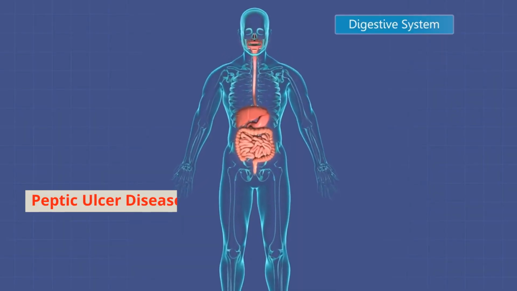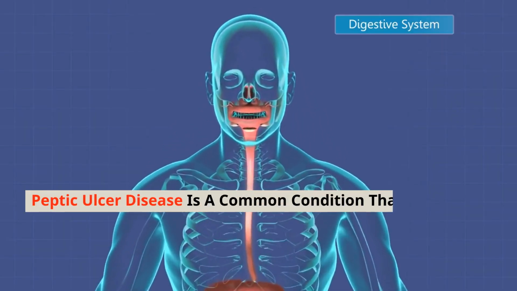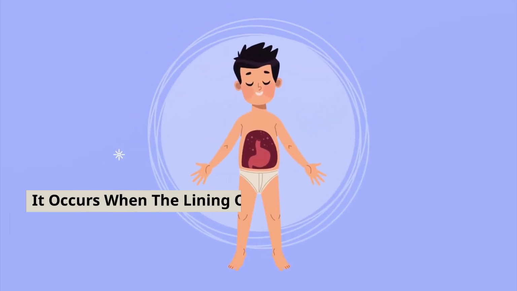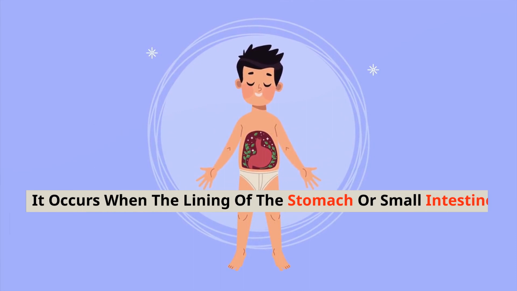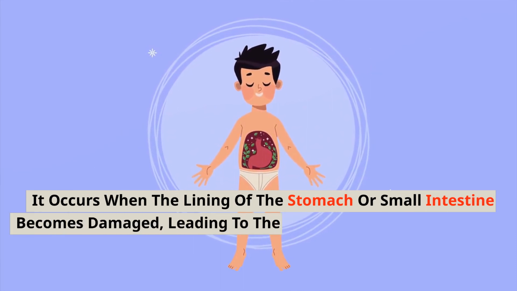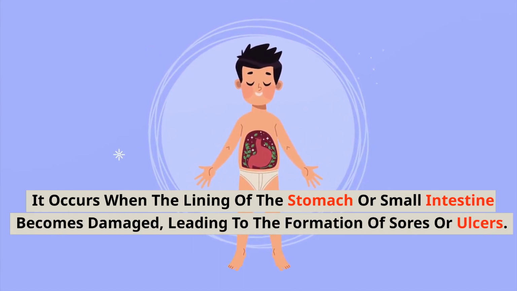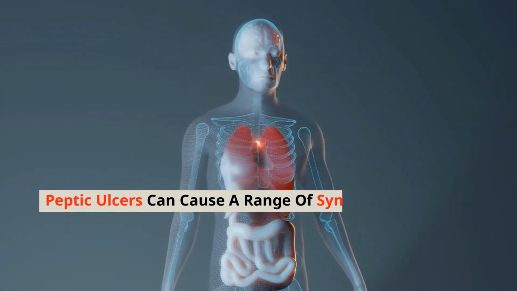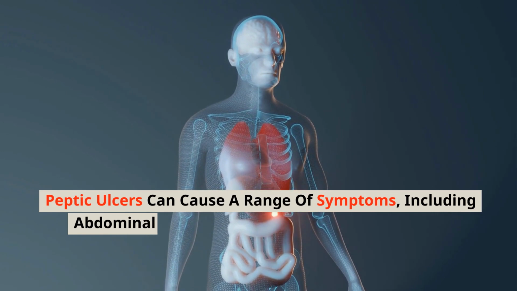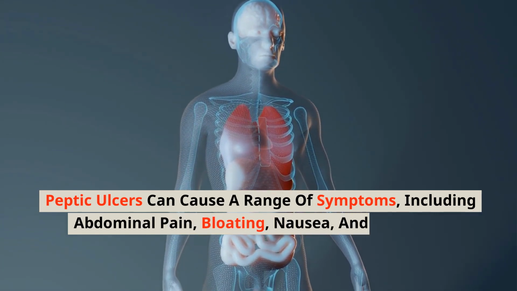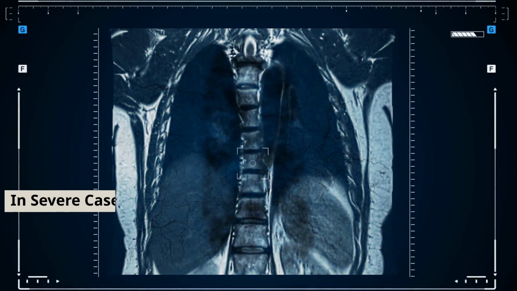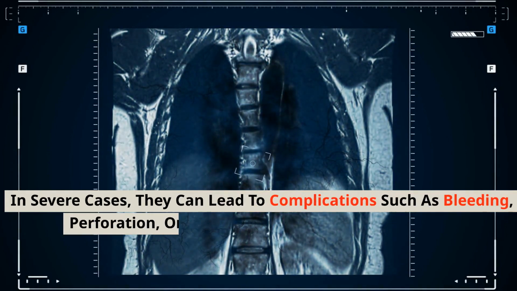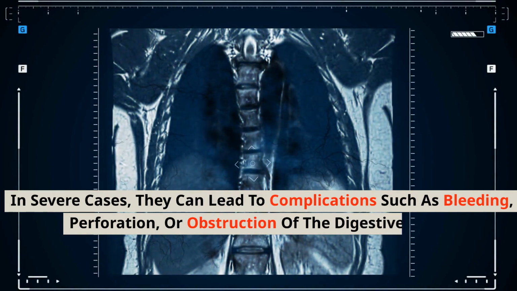Peptic ulcer disease is a common condition that affects the digestive system. It occurs when the lining of the stomach or small intestine becomes damaged, leading to the formation of sores or ulcers. Peptic ulcers can cause a range of symptoms, including abdominal pain, bloating, nausea, and vomiting. In severe cases, they can lead to complications such as bleeding, perforation, or obstruction of the digestive tract.